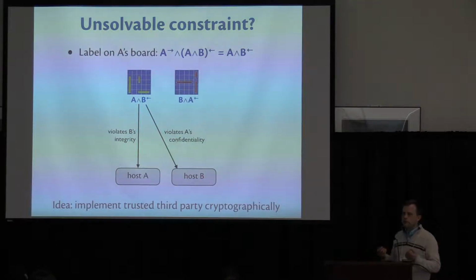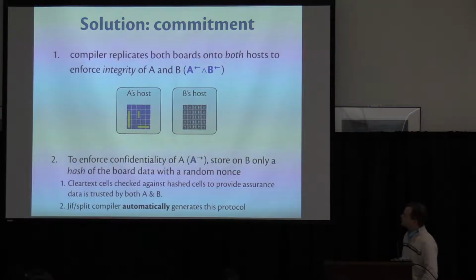So what we're going to do is use cryptography to implement the trusted third party, in some sense. The solution is not too surprising. We want to take that board and replicate it onto both of the hosts, and the host that's not allowed to see the actual information and is just asking for integrity gets a bunch of commitments for the contents of the cells of the board. And then on Alice's version, Alice has the clear text, but the clear text is also paired up with nonces so that Alice can open the commitments, and Bob can check that, yes, Alice is not cheating every time that Bob drops a bomb on Alice's board.